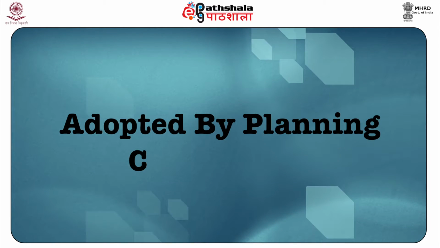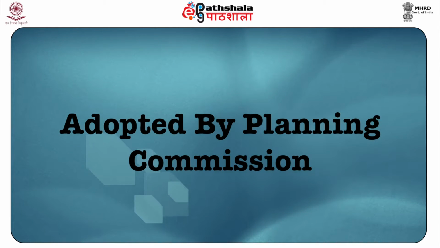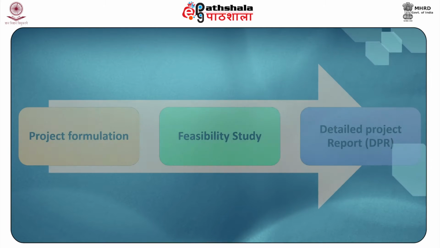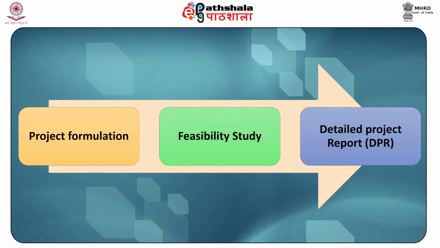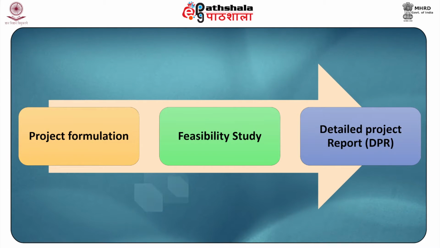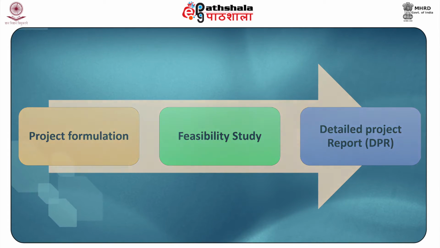Now coming to the steps in the appraisal process adopted by the Planning Commission. The project appraisal passes through the following 3 stages. Number 1, project formulation. Number 2, feasibility study. And number 3, detailed project report.